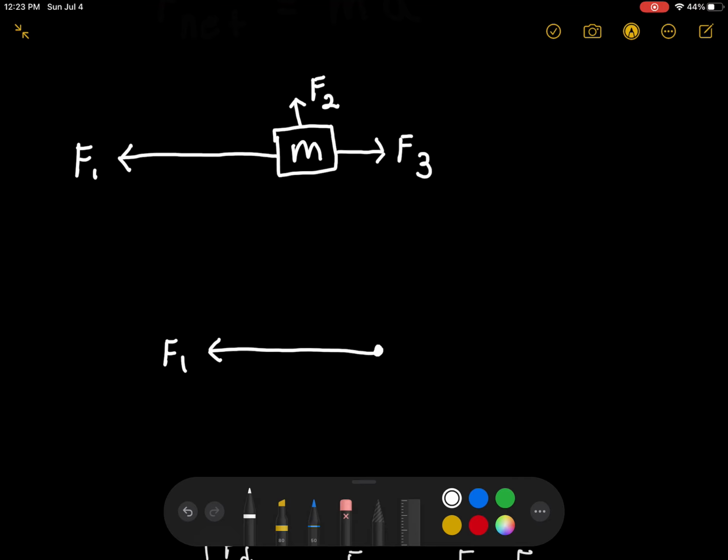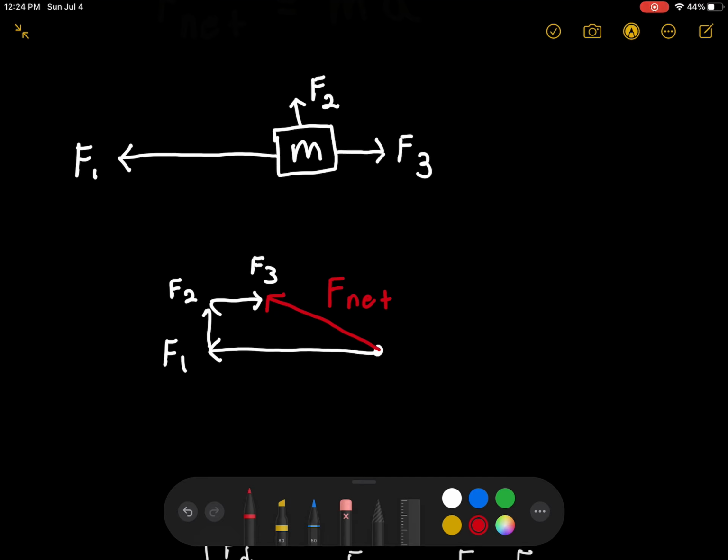Then there's going to be a tiny force pulling it upward with F2. And finally, there's a counter force pulling to the right, but is still smaller than F1. That's going to be F3. So, the net force is going to be like this. The net force. Therefore, the object will also accelerate in the direction of the net force. Hopefully this makes sense.